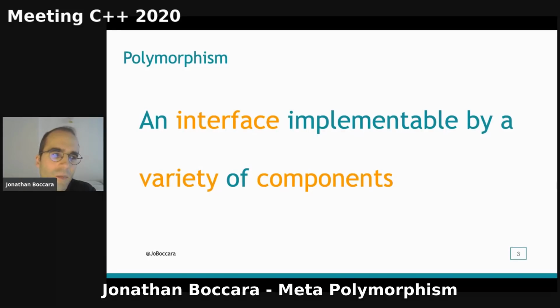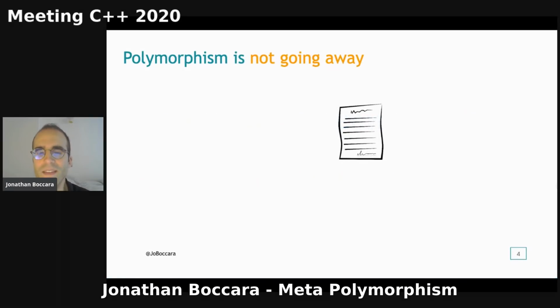First, let's agree on what we mean by polymorphism. By polymorphism, I mean there's an interface that can be implemented by various kinds of things. I'm saying components because it's a generic term, because as we'll see, there are various kinds of things that can get into polymorphism. I think it's a pretty good definition because it sticks to the word polymorphism. Now, why is that important?